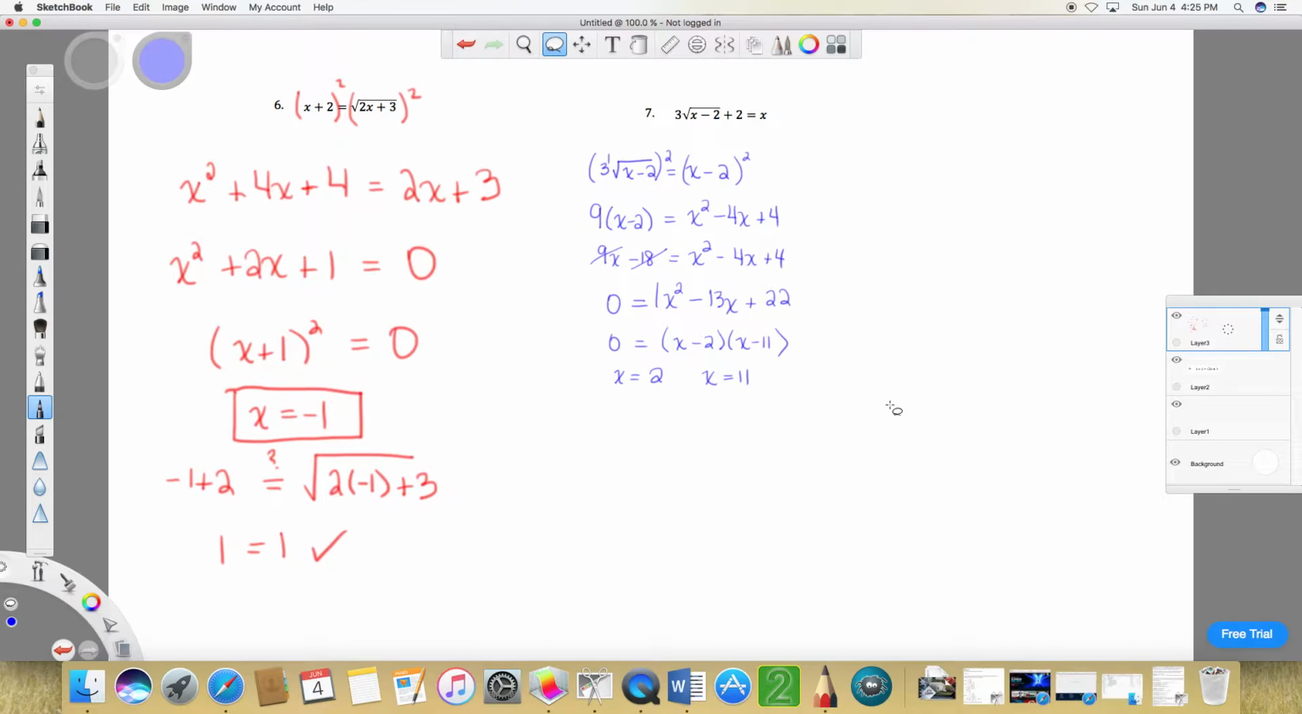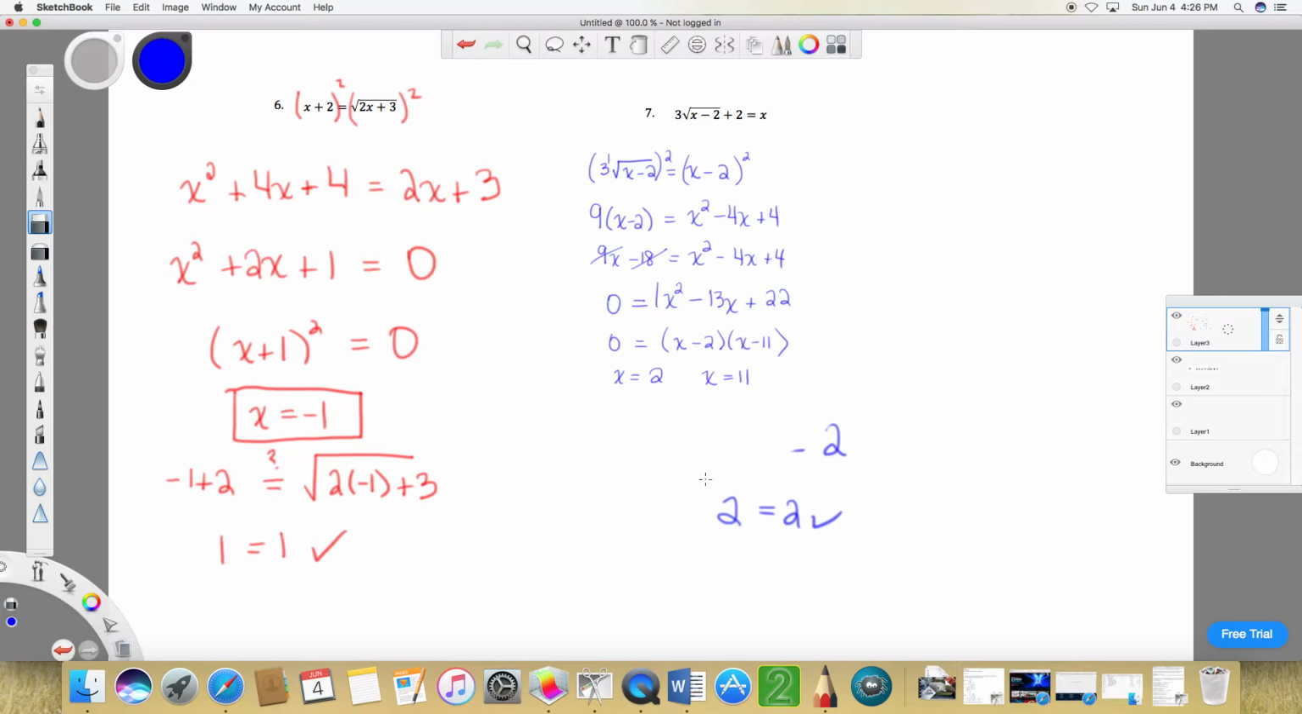All right, so let's check x equals 2. If we plug in 2 on the left-hand side, we have 3 times the square root of 2 minus 2, plus 2, and the question is, is that going to equal 2? Well, 2 minus 2 is 0, the square root of 0 is 0, and 3 times 0 is 0, and 0 plus 2 is 2. So yes, 2 equals 2, and this checks. What about 11?